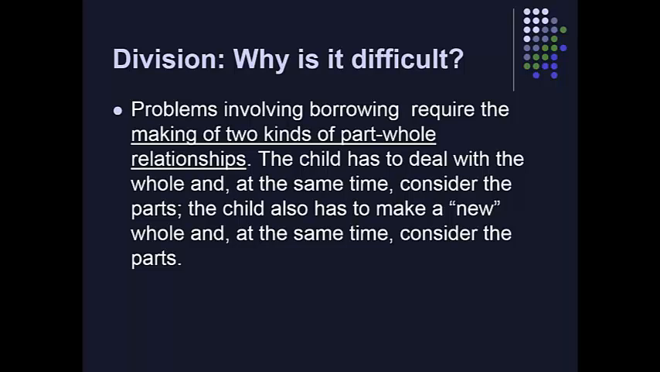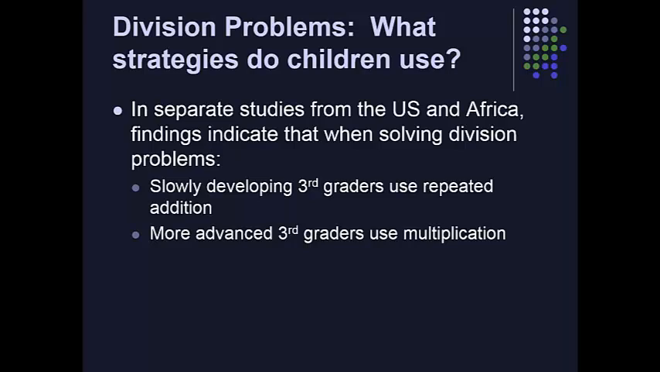Division, why is it difficult? Problems involving borrowing particularly require the making of two kinds of part-whole relationships. The child has to deal with the whole again and at the same time consider the parts. And when borrowing, you have to reinvent a new whole and at the same time consider the parts. It's very complicated thinking.